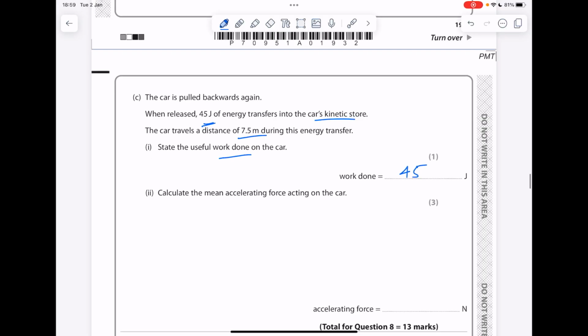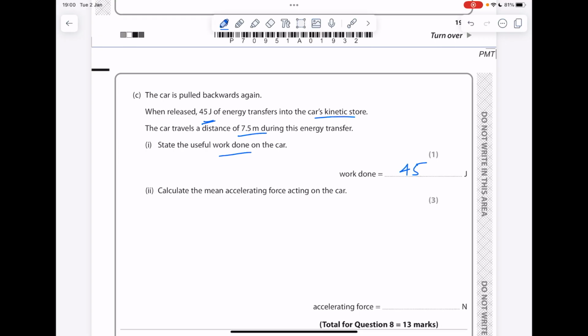Calculate the mean accelerating force acting on the car. So this is the formula triangle you want, which states that work done is force times distance. So we're doing force equals work done over distance. The work done was 45, the distance was 7.5. Pop that into your calculator to get a value of 6.